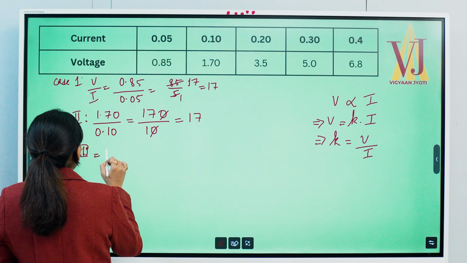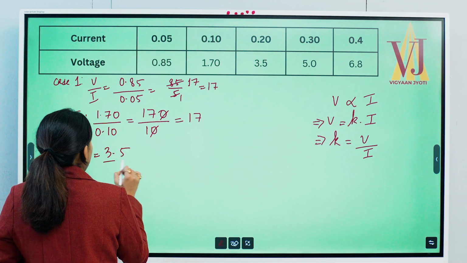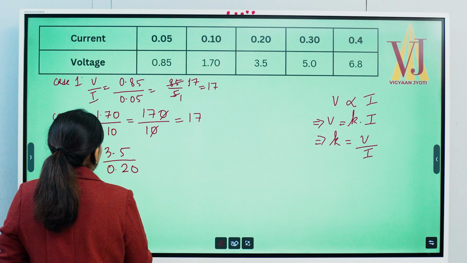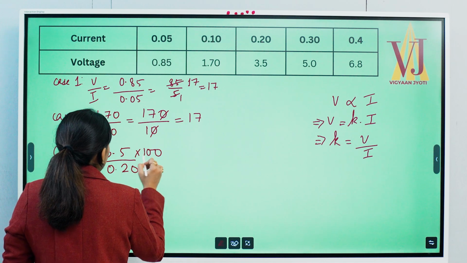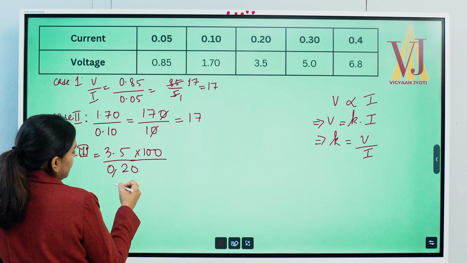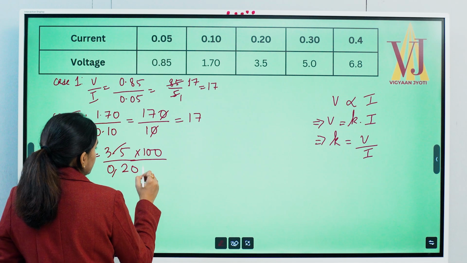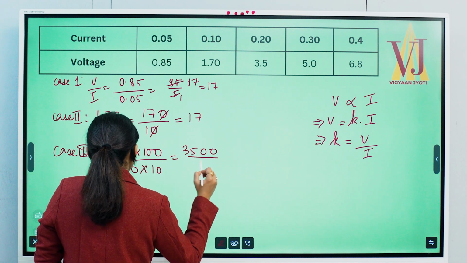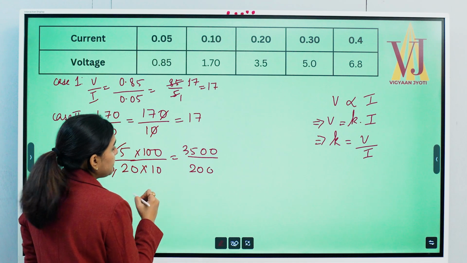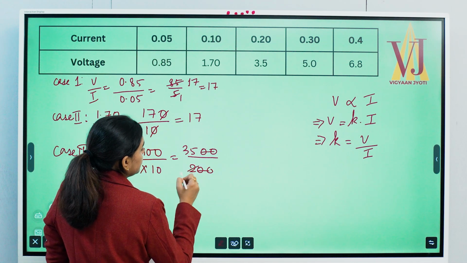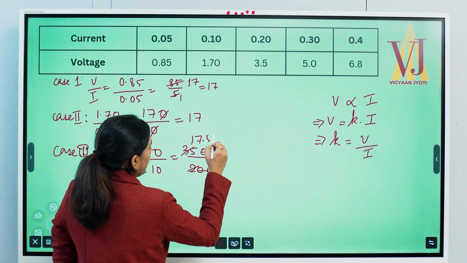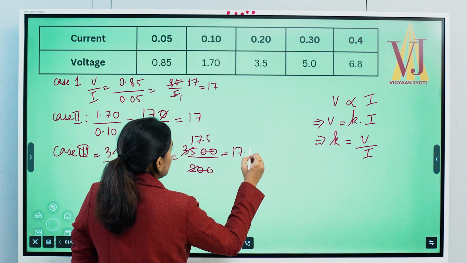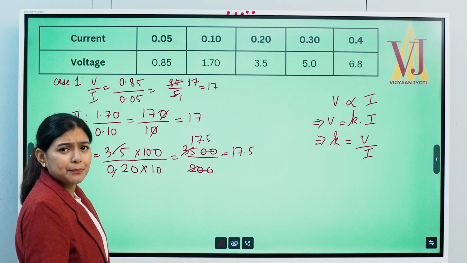3.5 by 0.20. Now in this case it will be 100 because I'm eliminating this decimal point, and in this case it will be 10. So 3,500 divided by 200, two zeros will be cut, and it will be 17.5. So what is the answer? 17.5. That was almost the same, right?